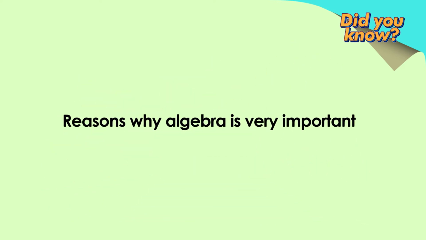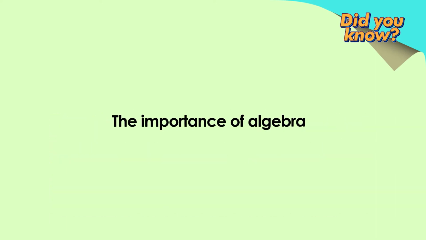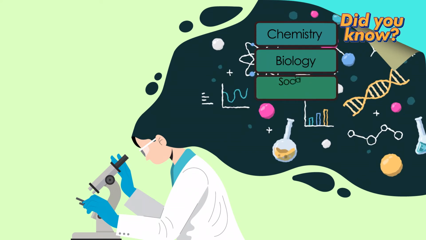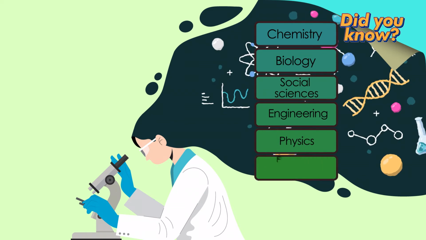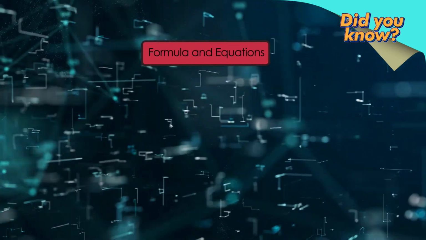Here are the reasons why algebra is very important. The importance of algebra. The use of algebra in different sciences: chemistry, biology, social sciences, engineering, physics, food science and psychology use algebra.